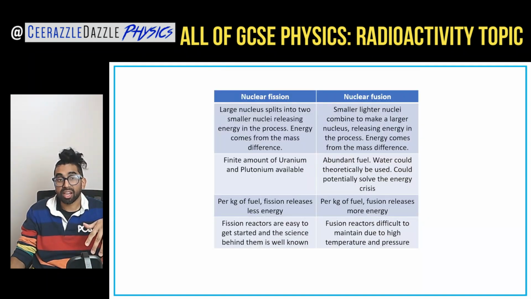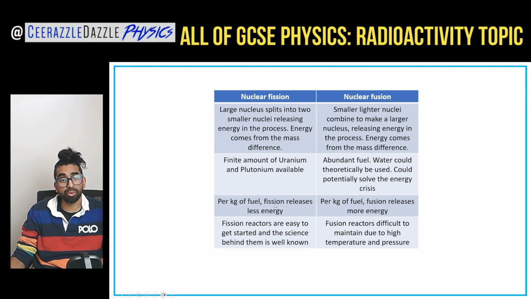The differences between nuclear fission and nuclear fusion. Nuclear fission, a large nucleus splits into two, releasing energy in the process. The energy comes from the mass difference. Nuclear fusion, smaller, lighter nuclei combine to make a larger nucleus, releasing energy in the process. Energy comes from the mass difference again. Nuclear fission, there's a finite amount of uranium and plutonium available. There's only a limited amount on Earth. But nuclear fusion, if we manage to solve this and actually get this working, there's an abundant fuel. Imagine if we can actually fuse water. Water could theoretically be used, could potentially solve the energy crisis.